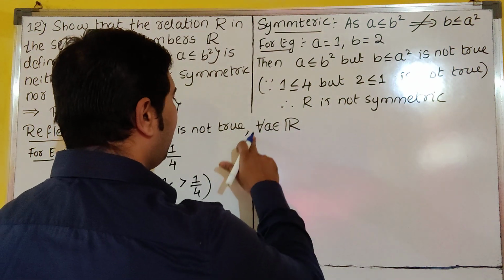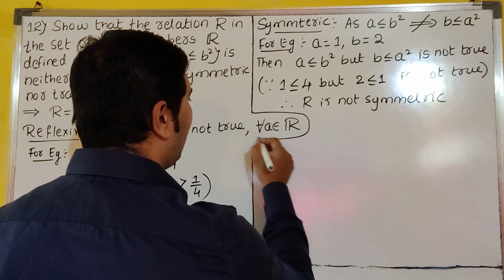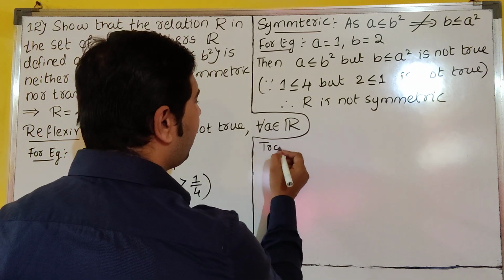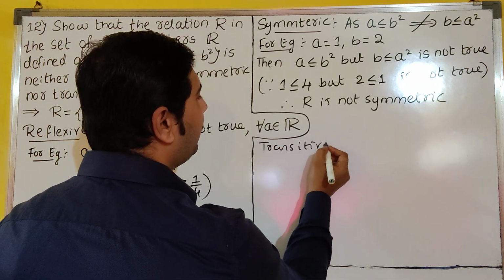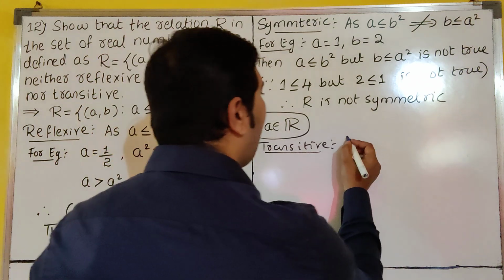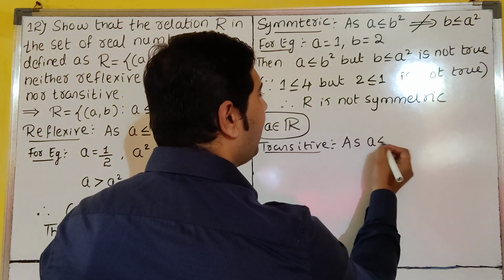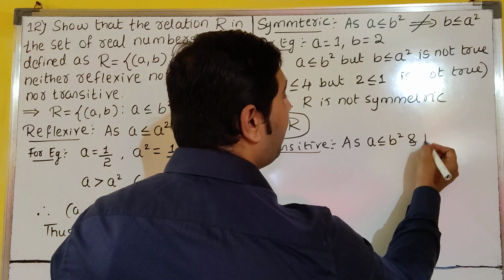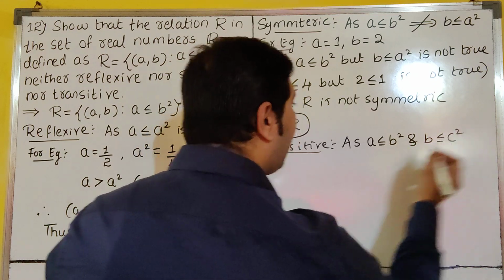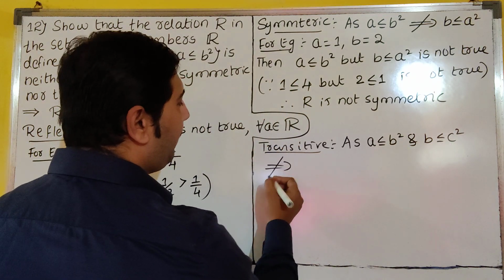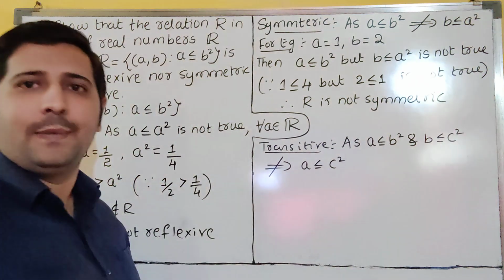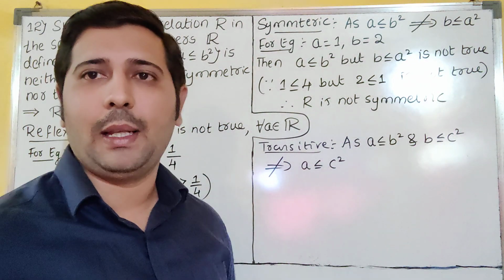You come for this. Here also, this is not there. Transitive I will write here, dear students. Transitive: A is less than or equal to B square and B is less than or equal to C square does not imply A is less than or equal to C square. Yes, this is also not possible.